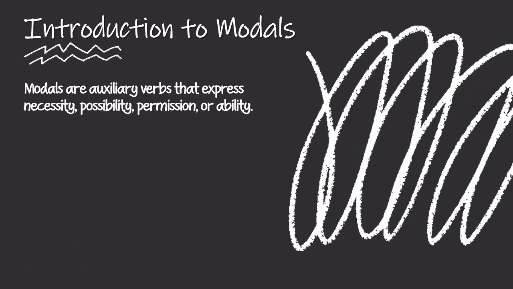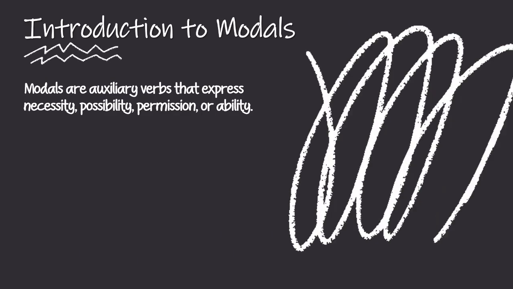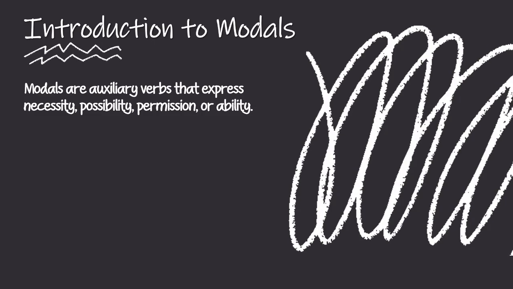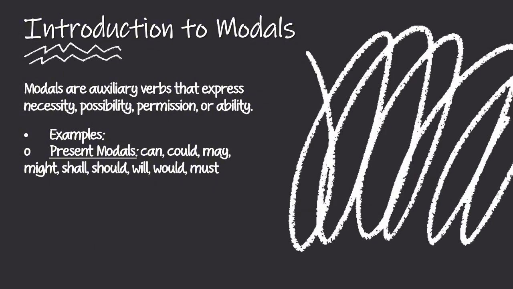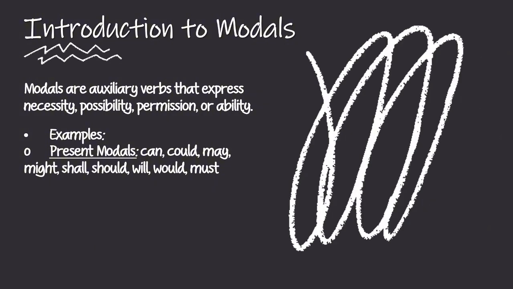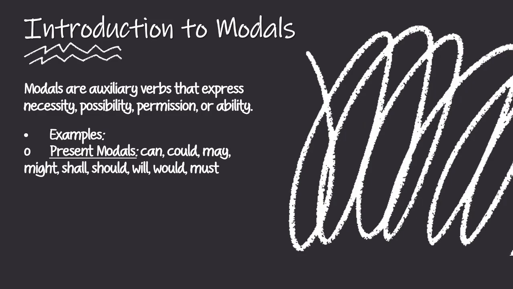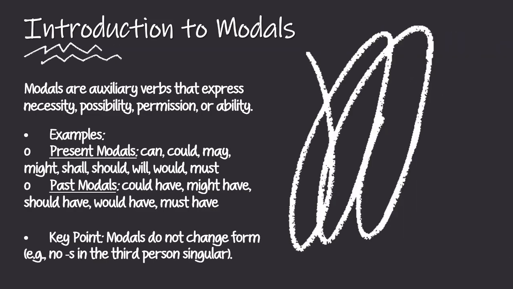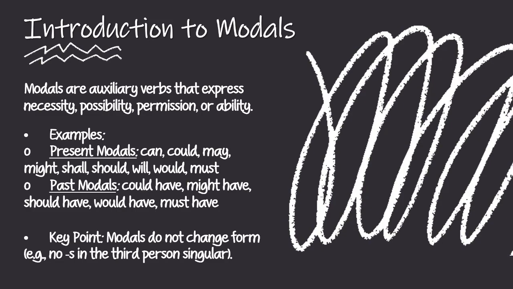Modals are special auxiliary verbs that help us express ideas like necessity, possibility, permission, or ability. Some examples include can, could, may, might, shall, should, will, would, and must. The cool thing about modals is that they don't change form. No adding s for third-person singular. For example, we say she can swim, not she cans swim. Got it? Great, let's move on.